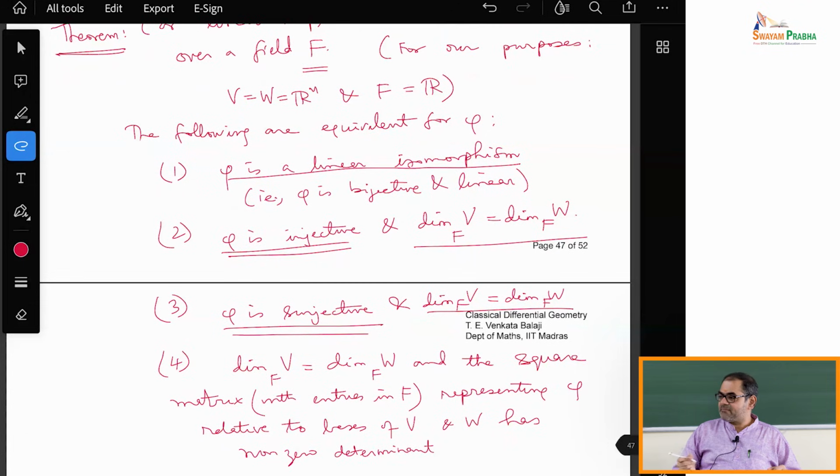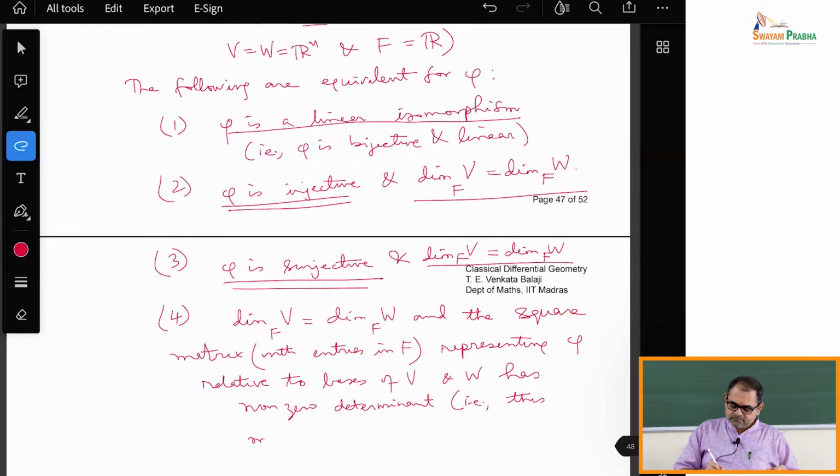And which is the same as saying that it is invertible. That is, this matrix is invertible. Okay, and what is going to happen is that if a map is an isomorphism, then the matrix representing that is invertible, and the inverse map is just given by the inverse matrix.